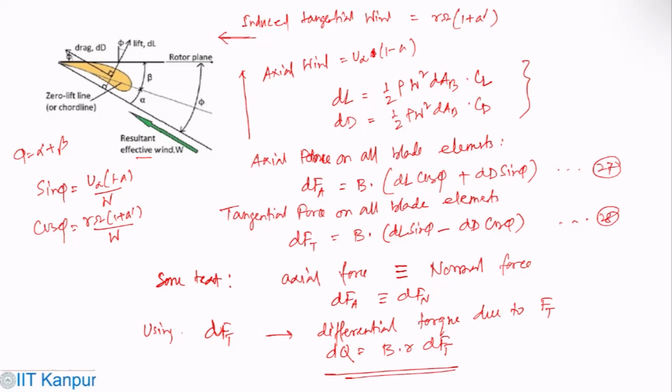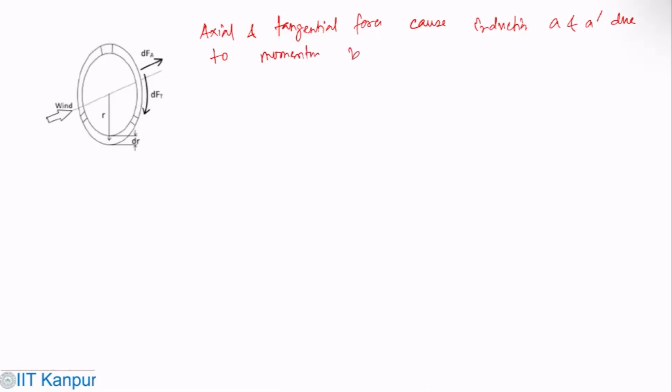Now, what we have here is that the axial and tangential force cause the induction a and a prime due to momentum balance as before.